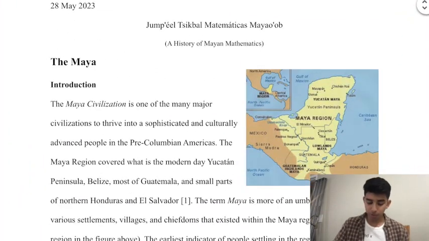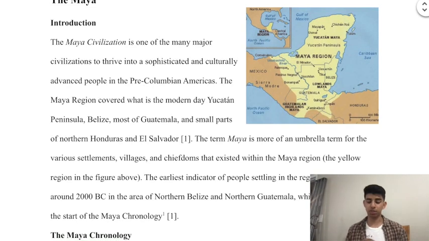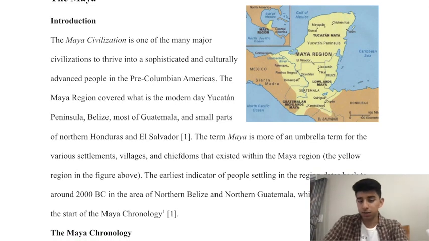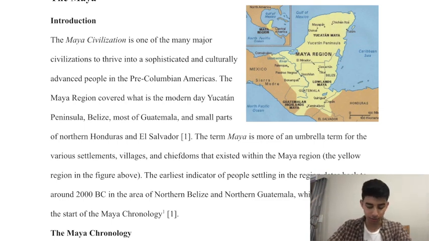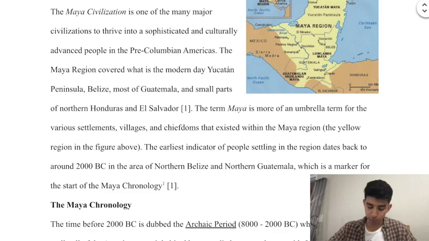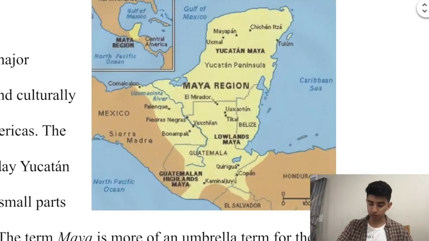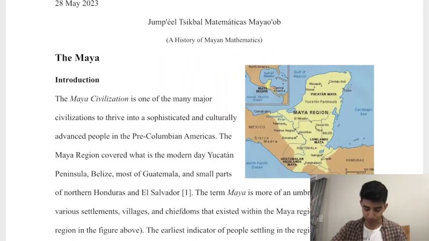Okay, but pretty much just to give a little bit of context, the Maya civilization is one of the many major civilizations to thrive into sophisticated and culturally advanced people in the pre-Columbian Americas. The Maya region covered what is the modern-day Yucatan Peninsula, Belize, most of Guatemala, and small parts of northern Honduras and El Salvador. As you can see here, this is the Mayan region, the yellow region, in the image below.